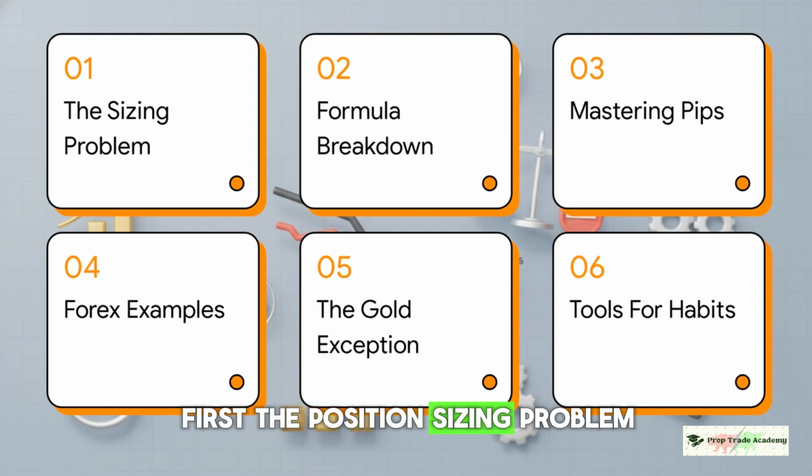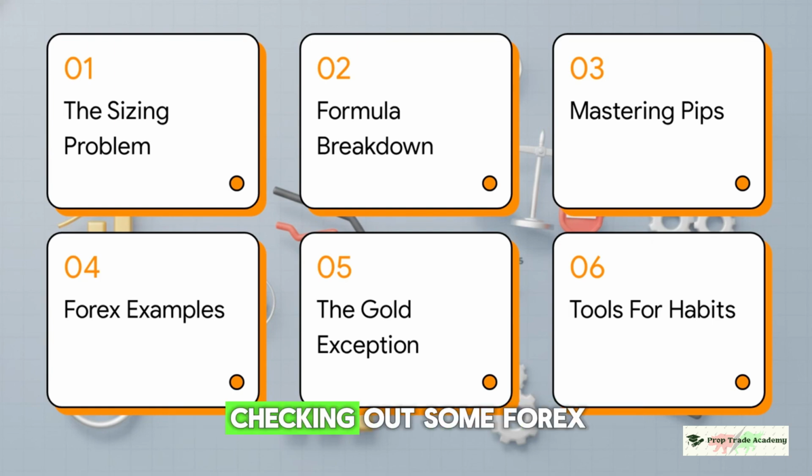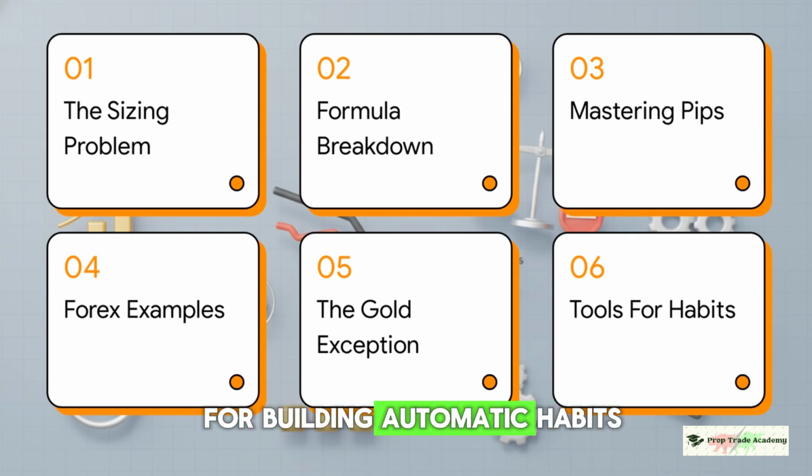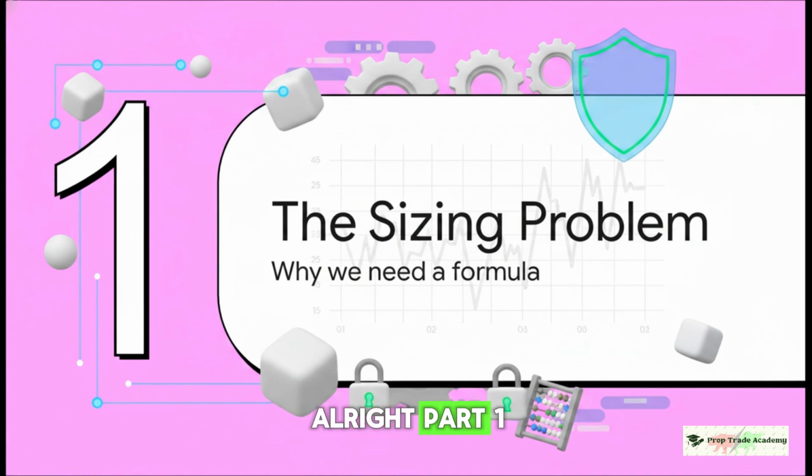First, the position sizing problem. Then, breaking down the formula, mastering pips, checking out some forex and gold examples. And finally, the tools for building automatic habits. All right, part 1, the position sizing problem.